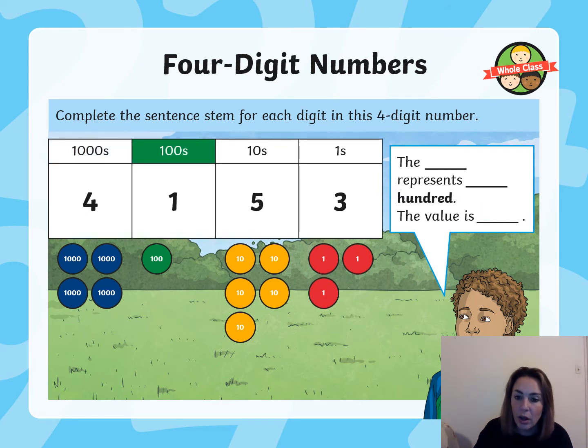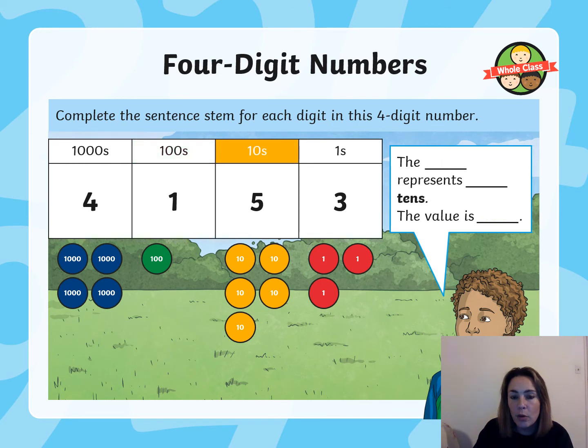Moving on to look at the hundreds place. So the 1 represents 100 and the value is 100. Moving across now to the tens place. The 5 represents 5 tens, therefore the value is 50. And finally to the digit with the smallest value. The 3 represents 3 ones and the value is 3.